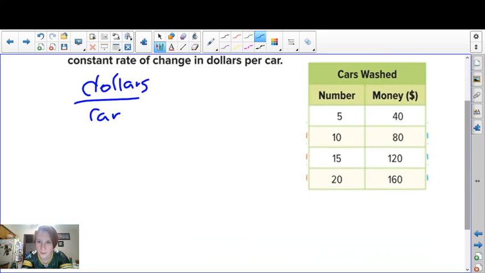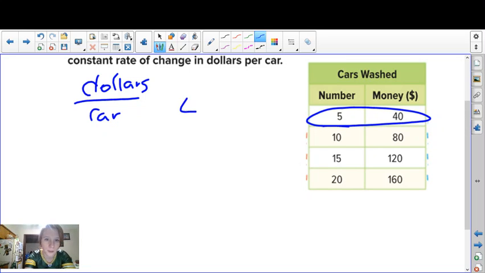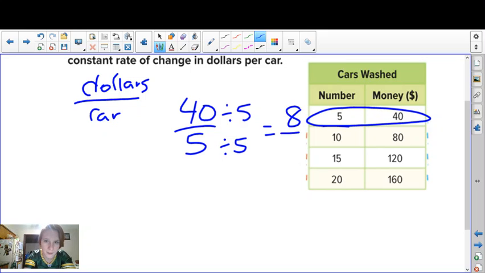Well, I see that I increase 5. Every 5 cars, my dollars increases 40. Right? First guy tells me this. If I add 5 more, I add 40 more. So I have $40 for 5 cars. And I can divide those. 40 divided by 5 gives me 8. 5 divided by 5 is 1.